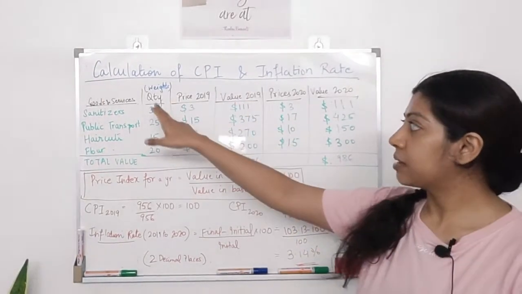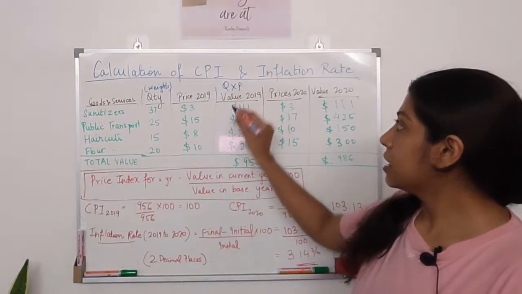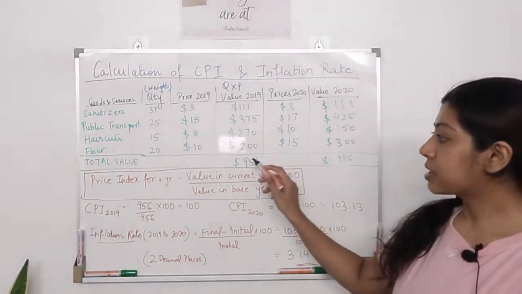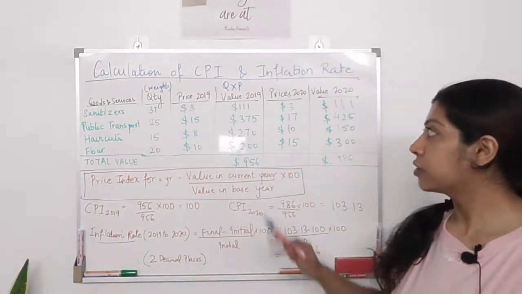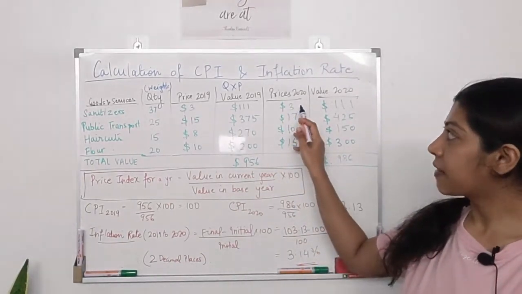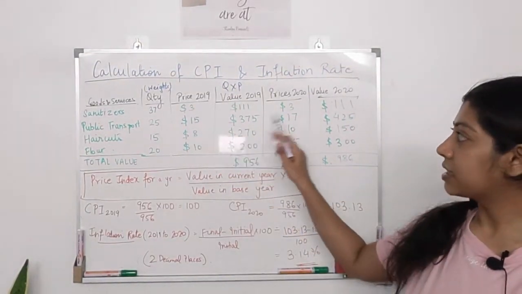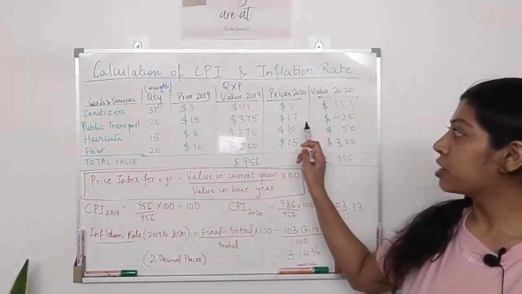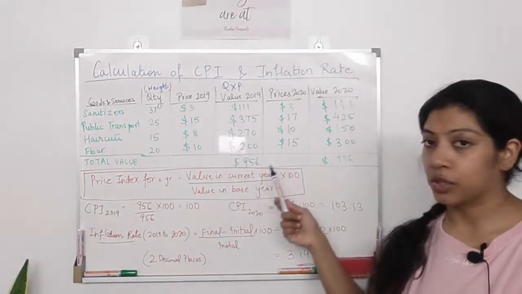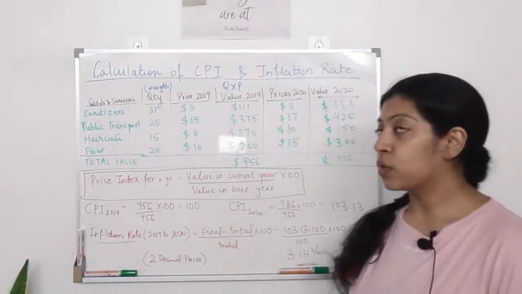So the value is nothing but the quantity into the price, Q into P. So for 2019, these are the values, and the values can be totaled up over here for 2019. In the same way, you will get the prices for 2020. Now we can see that the price of sanitizers has remained the same, public transport has increased by $2, so have haircuts and flour. So you're definitely going to see some amount of inflation, but what is that exact amount?